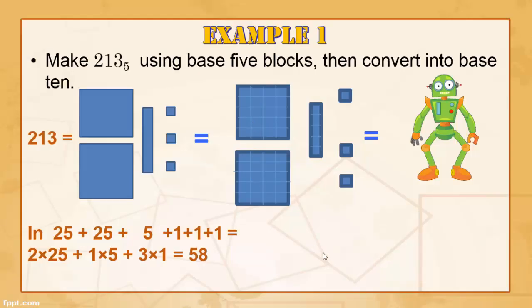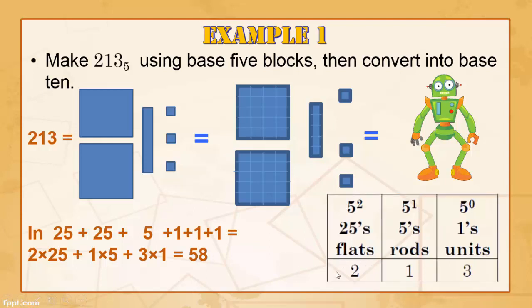Now let's summarize what I just did on the table. So here I had set up my table, as I said, and here's my 5 squared column, my 5 to the first column, my 5 to the 0 column, and I write in my 2, 1, 3, and then I go, just like I have here, 2 times 25, because that's the 25s, and then 1 times 5, because that's the 5s, and then 3 times 1, because that's the units or ones.